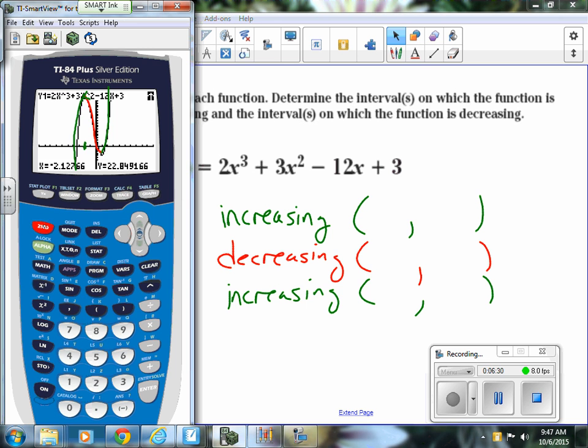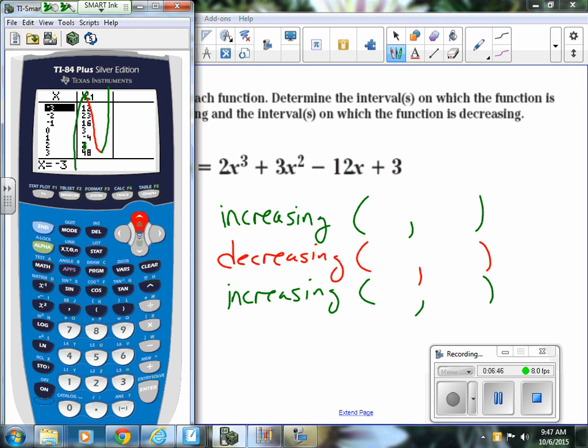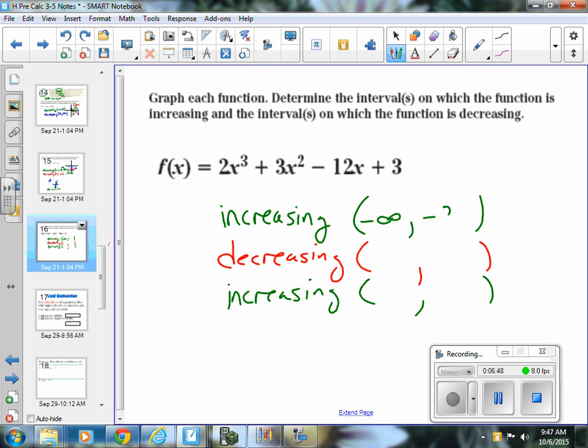Otherwise, you can also look at your table. Sorry, my graph in between there. But it sure looks like if I arrow back to -2, that's the maximum value as well. I'm not going to give you ones right now that aren't whole numbers. So I'm going to assume that it is changing direction at -2. That means it's increasing from negative infinity to -2. Remember, we're reading left to right.